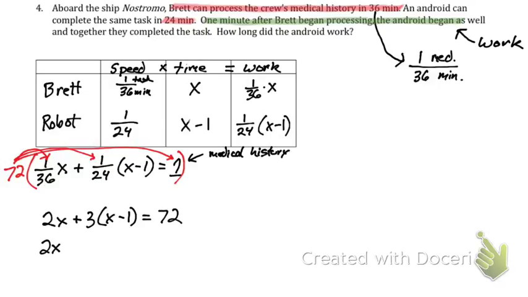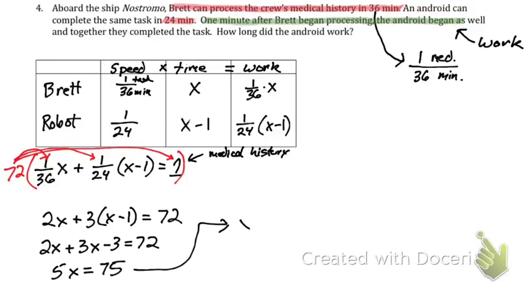And now it's just simplifying. 2x plus 3x minus 3 equals 72. 2x plus 3x is 5x. Add 3 to both sides. We have 5x equals 75. Then we're just going to have x equals 15. Here's where people are going to get these problems wrong.